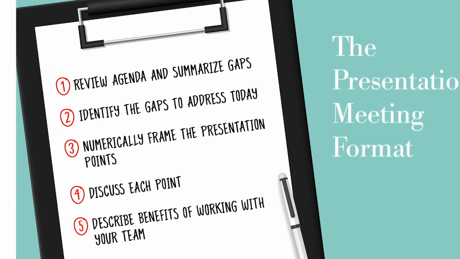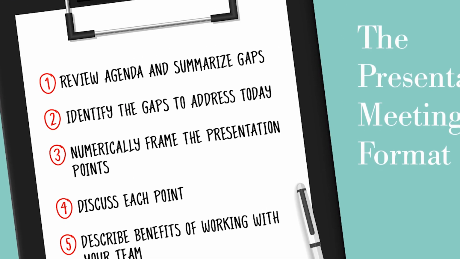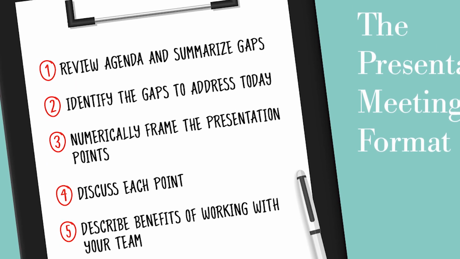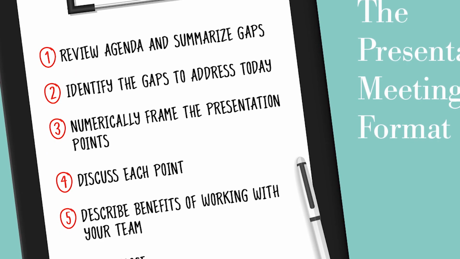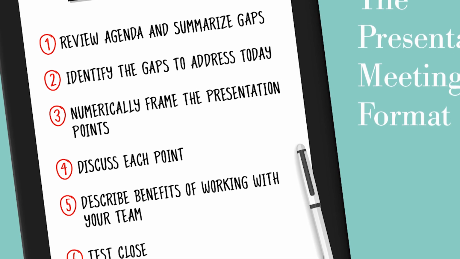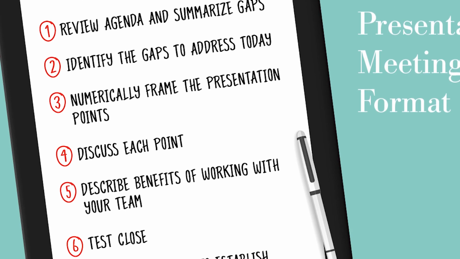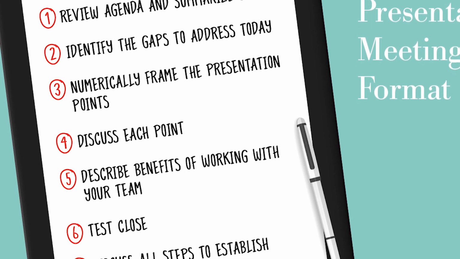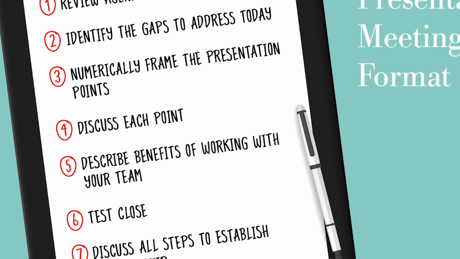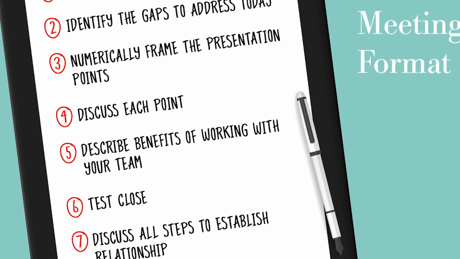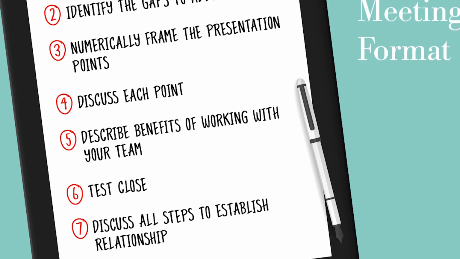So advisors, steps 1 through 7, very disciplined: open with an agenda, summarize the points that we gleaned in the discovery conversation, frame them numerically, go through each and every one of them, and execute 2 closes, the test close and the assumptive close, with next steps to fund the account in a disciplined way.